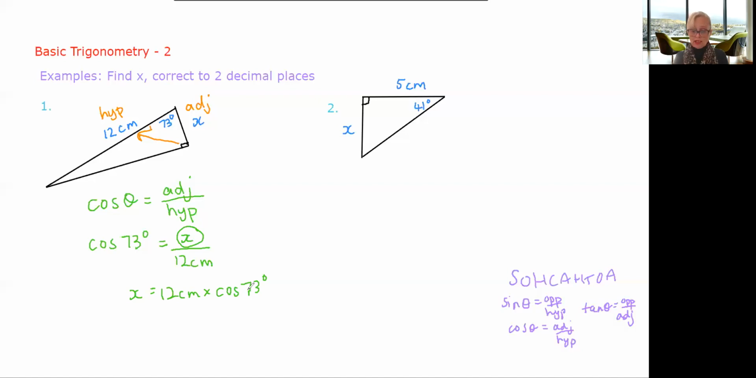We want 2 decimal places. So we're going to look at our 3rd decimal place, which in this case is an 8. So we're going to round up, and our answer to 2 decimal places is going to be 3.51 centimetres.